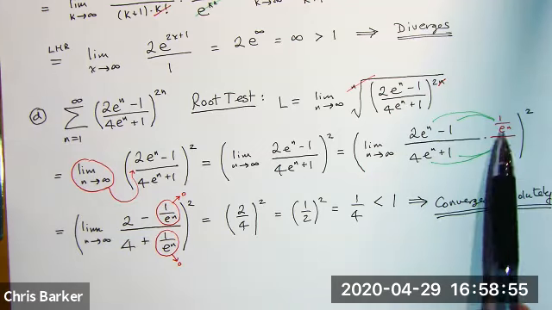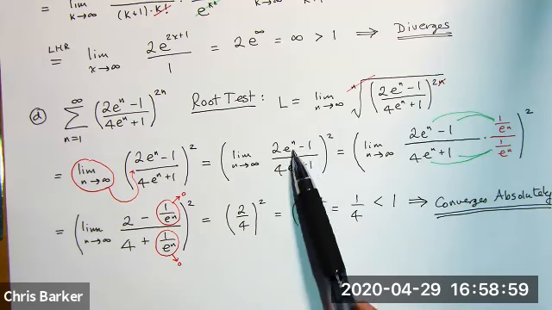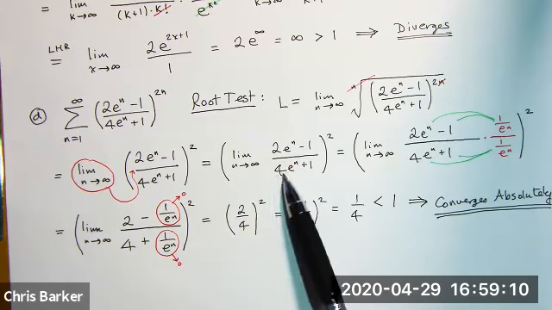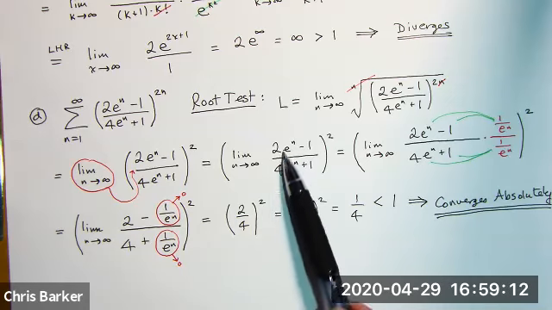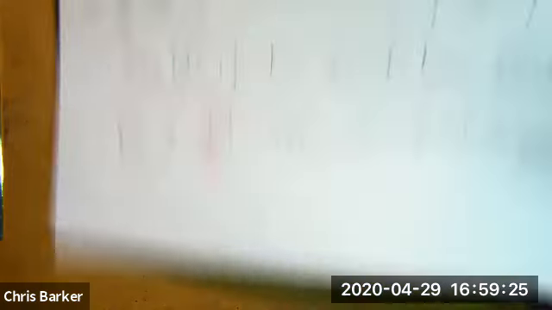Now, if you don't like this trick, again, what could you have done instead? Traded the n's for x's and used L'Hopital's rule. You'd end up in the same place in the end. The derivative of the top is 2e to the x, the derivative of the bottom is 4e to the x. The e to the x cancels. The 2 and the 4 reduce to 1/2. You square it, you still end up with 1/4. Same answer. Any questions about that one? Okay.